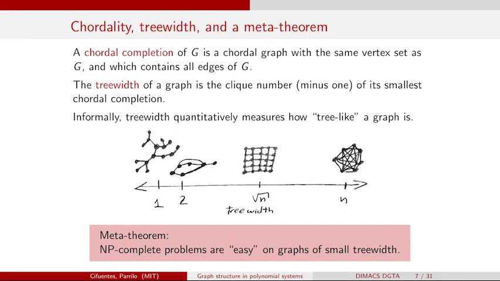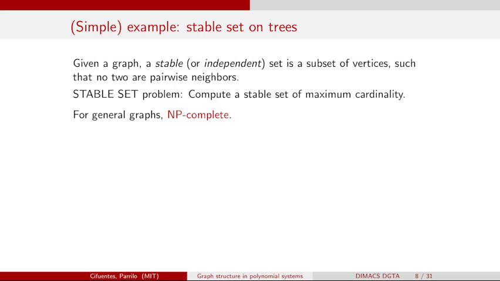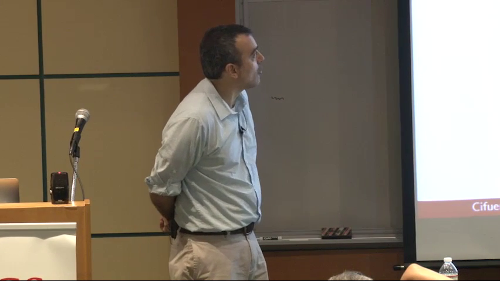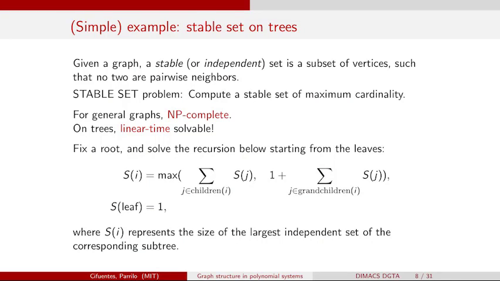By this meta theorem, I claim that for every family of graphs of bounded tree width, there's going to be some algorithm that solves this in polynomial time, actually even in linear time. Let me give a very simple example. For general graphs, this is NP-complete. But on trees, which is an extreme case, I claim this is actually solvable in linear time. It's not totally obvious, but let me show an algorithm that will do this. It's a simple dynamic programming type recursion. I'll explain this in just a second.